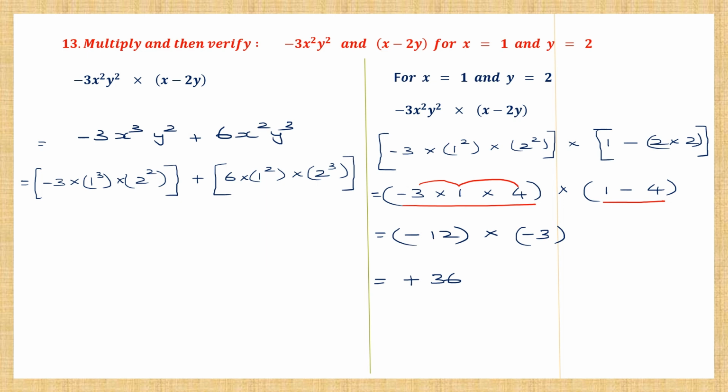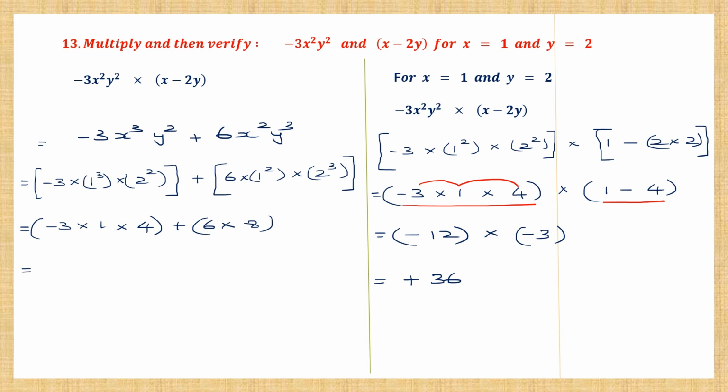Okay, now let's simplify this. So this becomes minus 3 into 1 into 2 2's are 4. So this part we've got so much. Now on the other side, 6 1's are 6 into 2 to the power of 3. 2 2's are 4, 4 2's are 8.